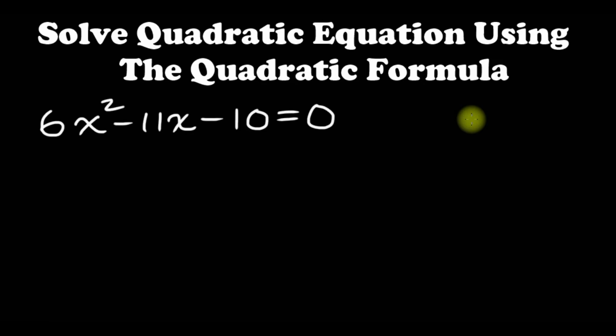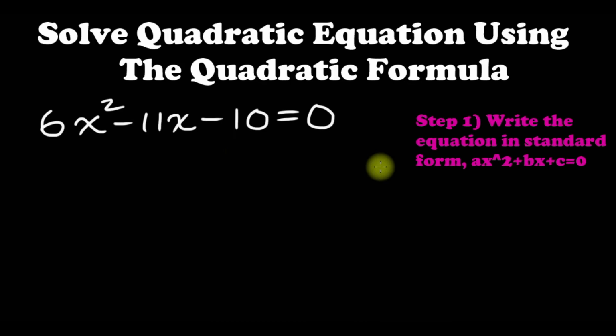In this video, I am going to show you how to solve a quadratic equation by using the quadratic formula. And I have a procedure that I am going to use to solve this quadratic equation step by step. Step 1 is to write the equation in standard form. In order to solve a quadratic equation using the quadratic formula, you have to get the equation in standard form. So it has to be in the form of ax squared plus bx plus c equals 0.